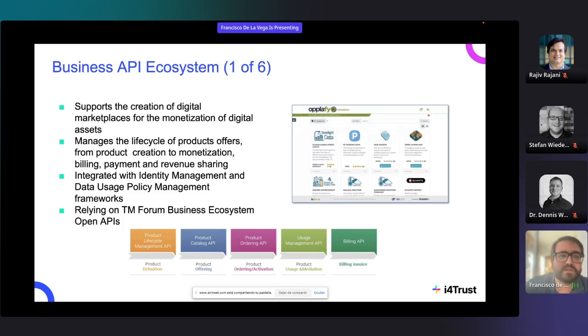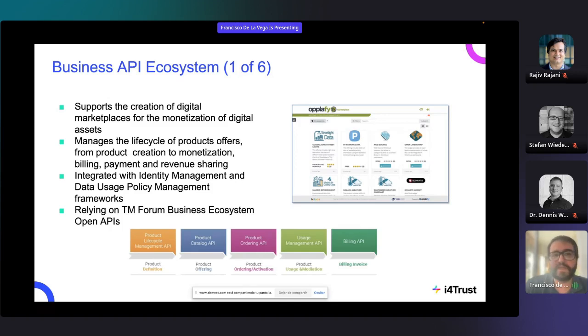The Business API Ecosystem is a FIWARE generic enabler, which is providing the tools that you need in order to create a marketplace for the monetization of digital assets. The idea with this component is that it is providing all you need to manage the lifecycle of the product offerings, from the service registration and the product creation, to the monetization, to the billing. It manages the payments and also manages revenue sharing in those scenarios where there are multiple stakeholders involved in a specific offer.